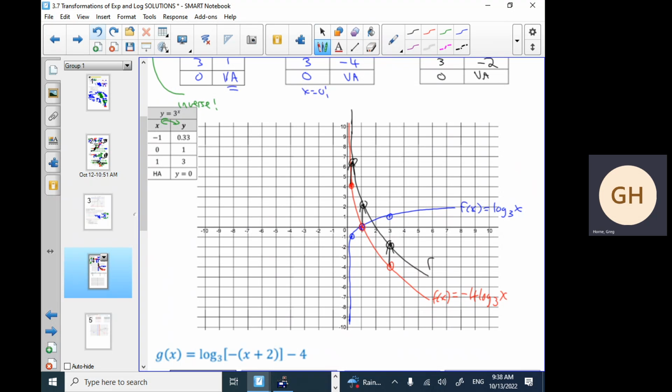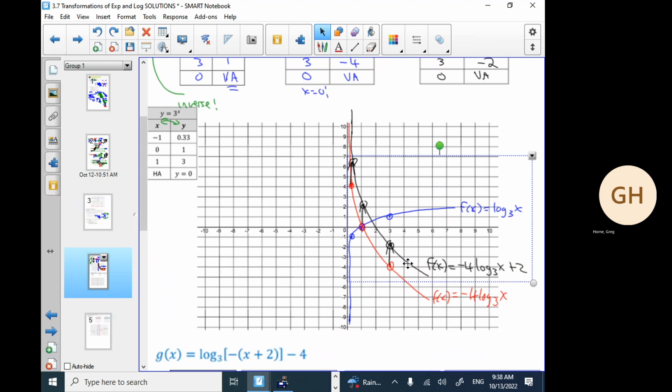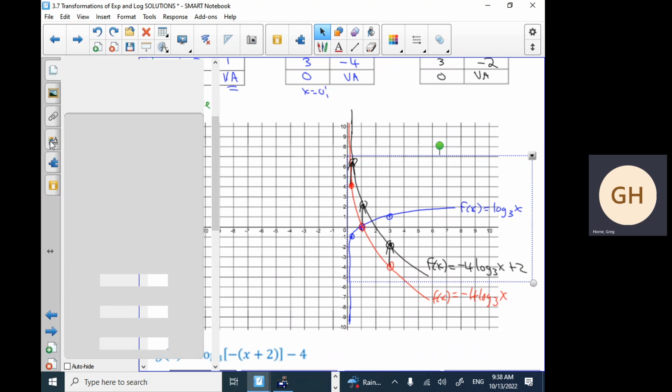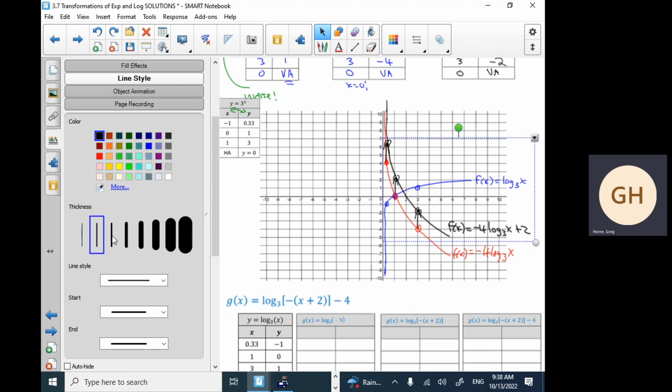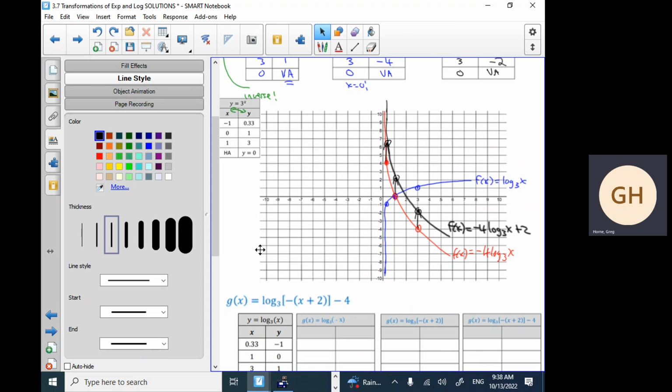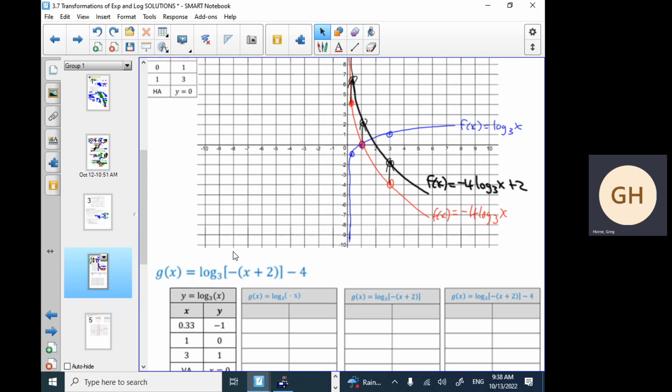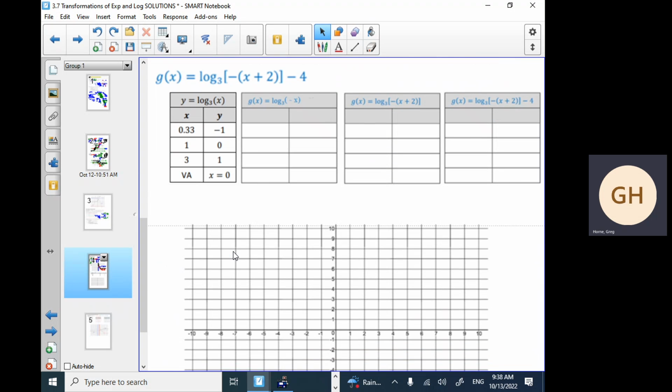There we go. So that is f of x equals -4 log base 3 of x, and then it was plus. Make all that bold so you can tell which one's the final one. I like it. And last one here.